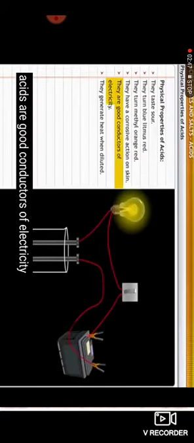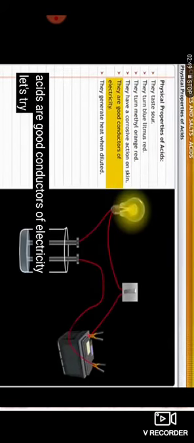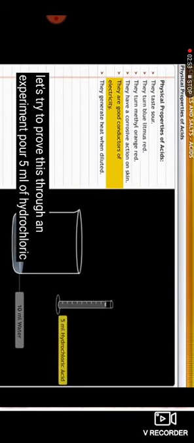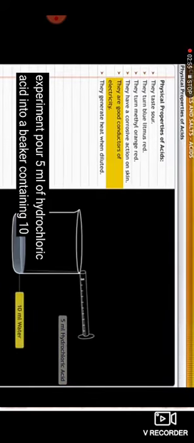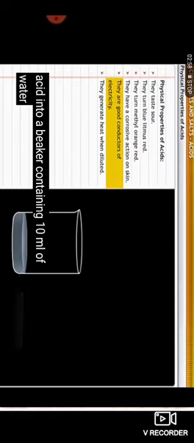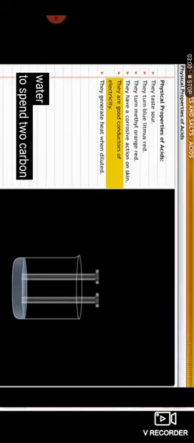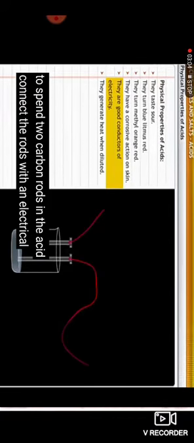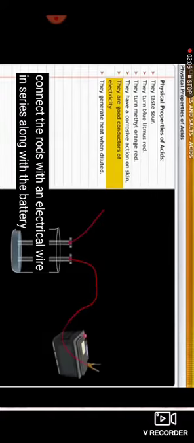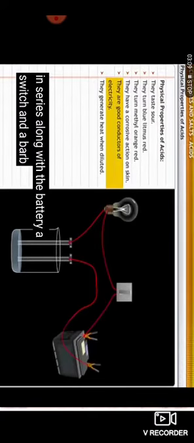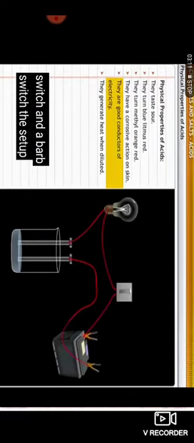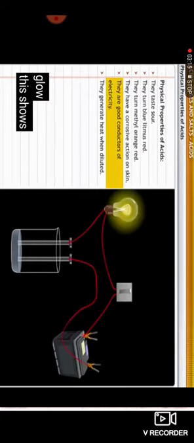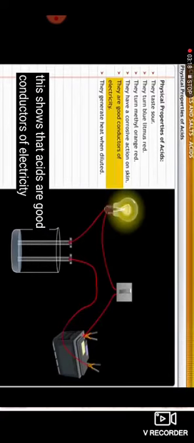Acids are good conductors of electricity. Let's try to prove this through an experiment. Pour 5 ml of hydrochloric acid into a beaker containing 10 ml of water. Suspend 2 carbon rods in the acid. Connect the rods with an electrical wire in series along with a battery, a switch, and a bulb. Switch the setup on and see the bulb glow. This shows that acids are good conductors of electricity.